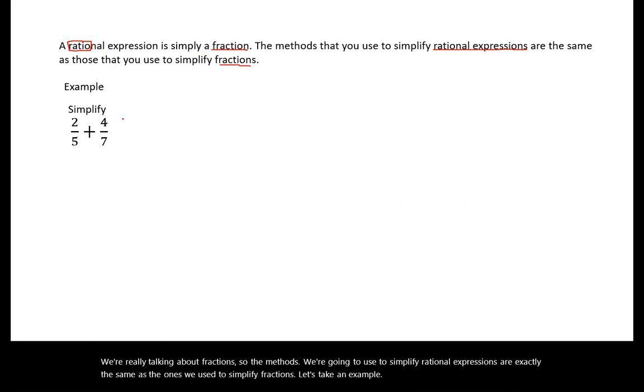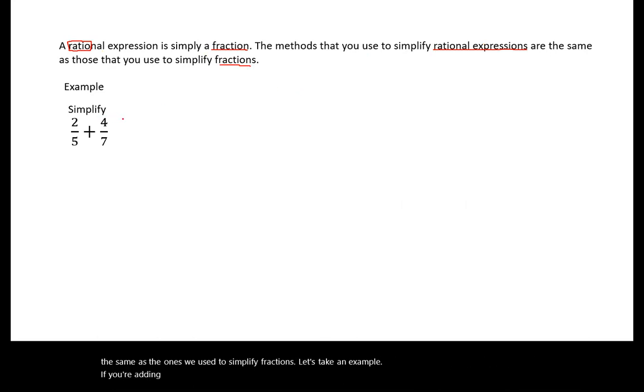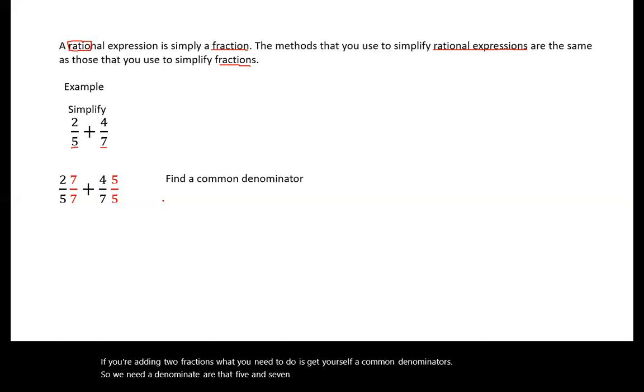If you're adding two fractions, what you need to do is get yourself a common denominator. So we need a denominator that 5 and 7 both go into. So what we do is multiply this one by 7 over 7 and this one by 5 over 5. Then our two denominators are both going to be the denominator 35.